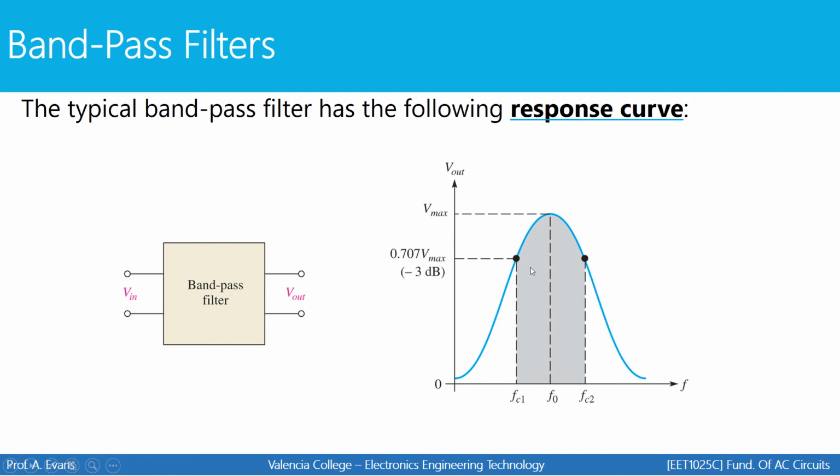So this is what a response curve looks like, and it very clearly shows what frequencies are allowed to pass through. Anything outside of your two critical frequencies, either higher or lower, is going to be considered a signal that is rejected, and you'll know that it's a signal that is rejected because the output voltage you're going to measure is going to be far lower than your maximum output.